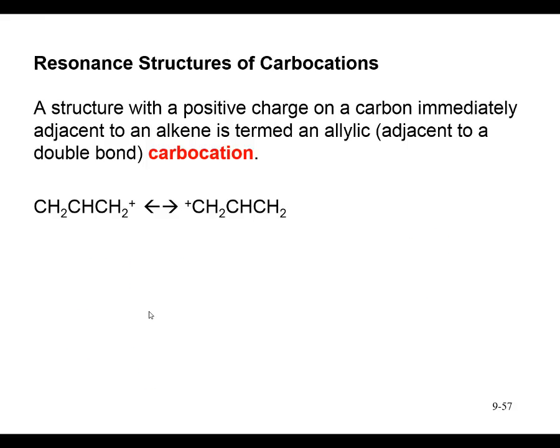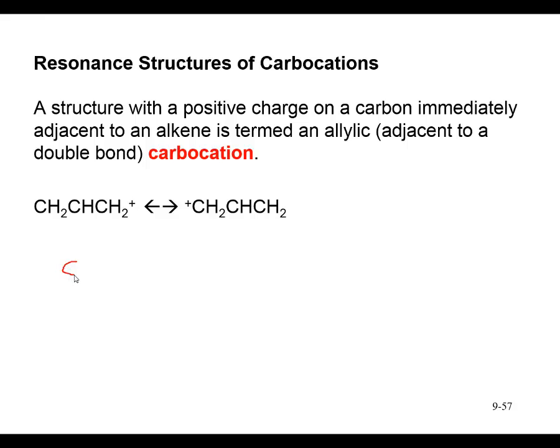Now, the second type of structure I want to show you involves what we call a carbocation. A carbocation will be when we have a positive charged carbon that's breaking the octet rule that's adjacent to a double bond, what we would call an alkene type of bond. So when we use that term, we can say this is an allylic carbocation. All that means is we have a positively charged carbon atom in the structure that is adjacent to a double bond. That's all that terminology means.